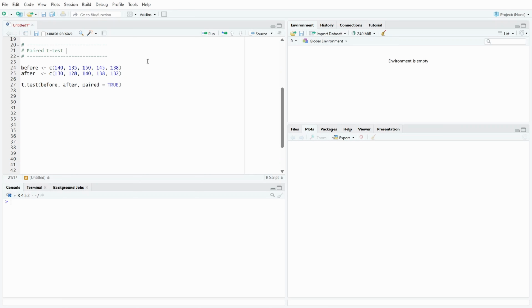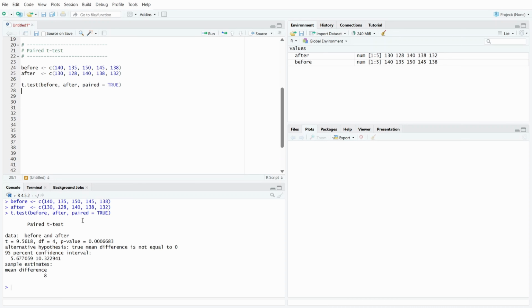Paired t-tests are used when measurements come from the same individuals at 2 time points. For demonstration, we'll simulate a before and after blood pressure dataset. We create 2 small vectors, before and after. These might represent systolic blood pressure measurements before and after an intervention. The key difference is that these measurements come from the same individuals. That means the observations are related. We run the code t.test(before, after, paired = TRUE).